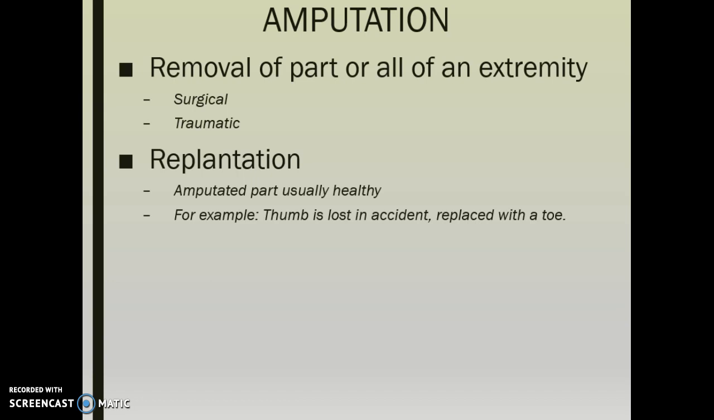Occasionally, if a limb is lost due to trauma, if it's sliced off by a machine at work or something like that, sometimes they can reattach it. Or in the case of a thumb, sometimes they can take the toe and replace it. The decision to amputate is not made easily, and they have tried everything to keep the limb before they amputate. There are so many issues involved in an amputation, both physically and psychosocially, that this is not taken lightly at all.